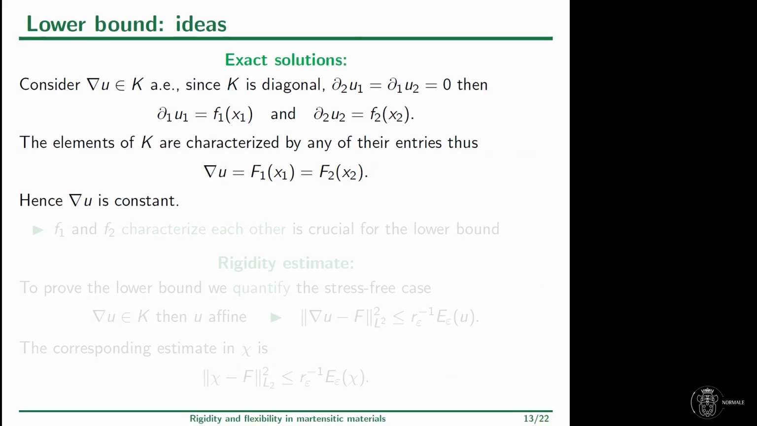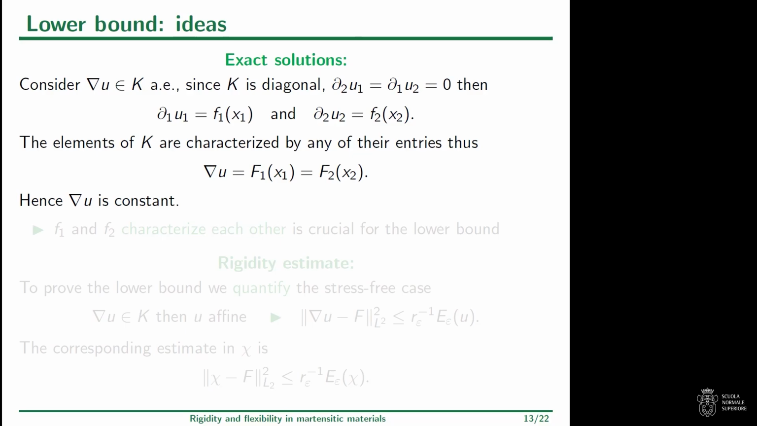So let's check how to get that the exact solutions are rigid. We consider solutions to the differential inclusion. Since K is diagonal, the off-diagonal components of the gradient are 0. But this means that U1 is a function of x1 only, U2 is a function of x2 only, and then their diagonal entries are also functions of x1 only and of x2 only.